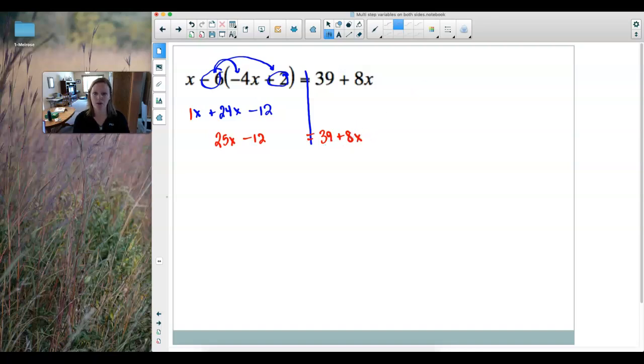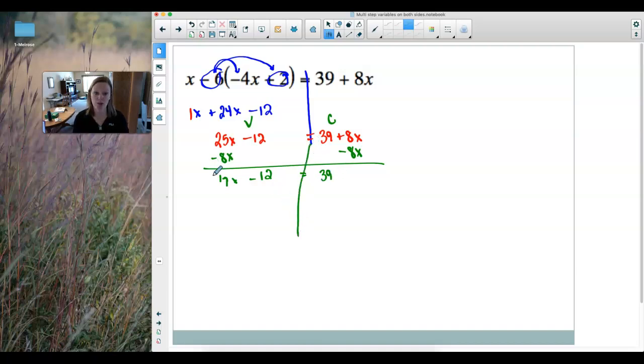Now I'm going to put variables on one side and constants on the other. You guys know that I've been pretty consistent with putting variables on the left and constants on the right. So I need to get rid of this plus 8x. We're going to minus 8x from both sides. 25x minus 8x is going to be 17x minus 12. Let's make that look a little better. 17x minus 12 equals 39.